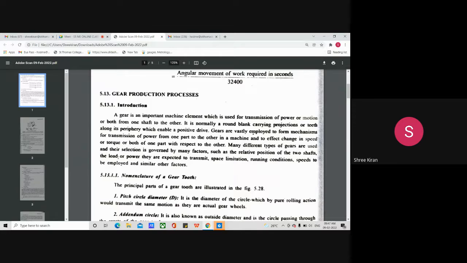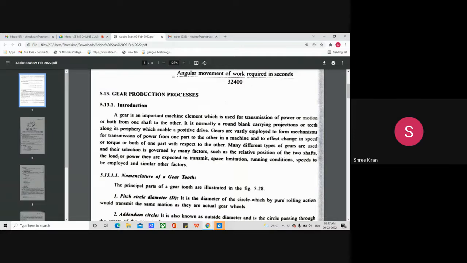Gears are vastly employed to form mechanisms for transmission of power from one part to another in a machine, and to affect the change in speed or torque, or both. A gear is an important machine element, mainly used for transmission of power or motion from one shaft to the other.